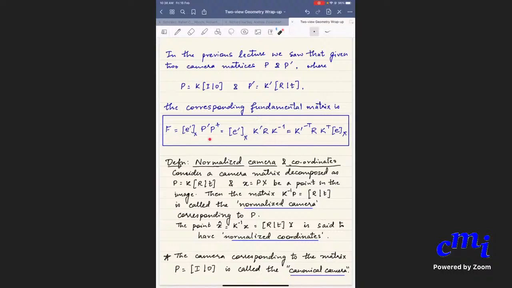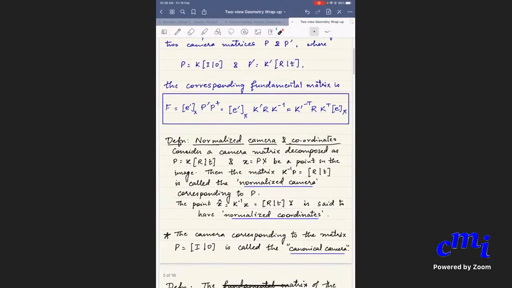You can use this formula where E prime is the epipole in the second image, P prime is the camera matrix P prime, and P plus is the pseudo inverse of the camera matrix P. Then we showed that using these calibrations, this formula can be further simplified to either this form or this form. So this is what we did last time. Now we will use this and try to derive the formula for what is called the essential matrix.